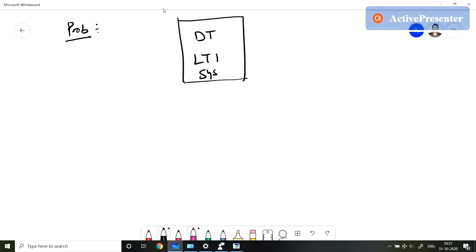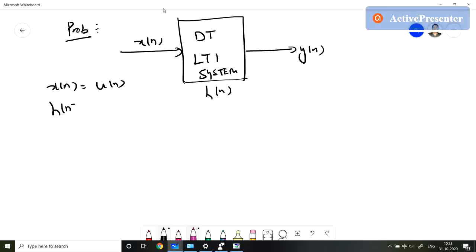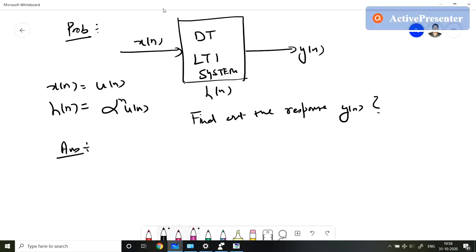The x[n] is provided, and it is given in the question that x[n] equals u[n]. We have y[n], and the system impulse response is h[n], which is given as alpha raised to the power n u[n]. So h[n] is given, x[n] is given. Now the question is to find the response y[n].